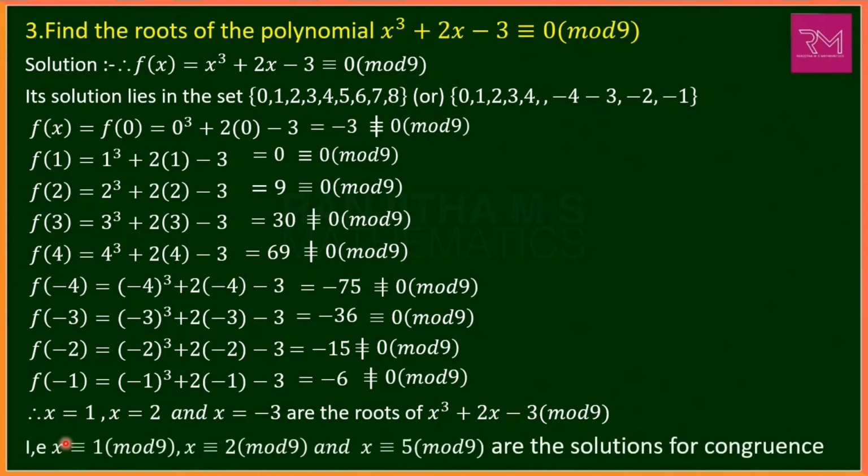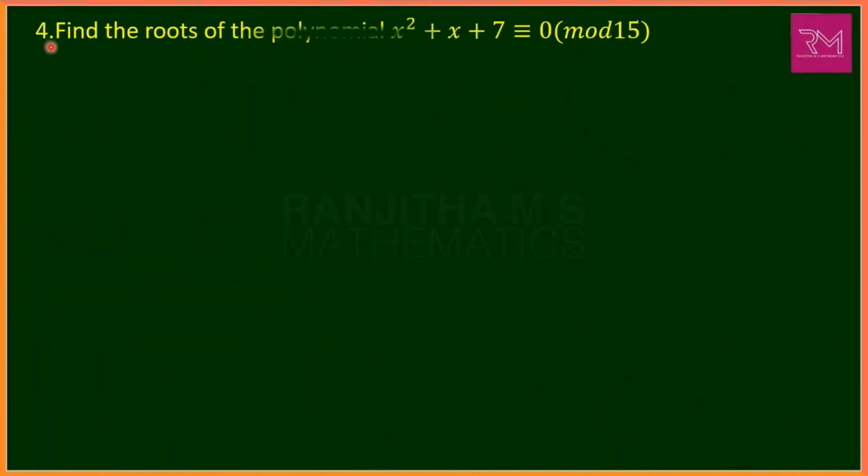Therefore we can conclude that x is congruent to 1 mod 9, x is congruent to 2 mod 9 and x is congruent to, here in the place of minus 3 we can substitute 5. So x is congruent to 5 mod 9 are the solutions for the given polynomial congruence. This completes the problem. Here is another problem.